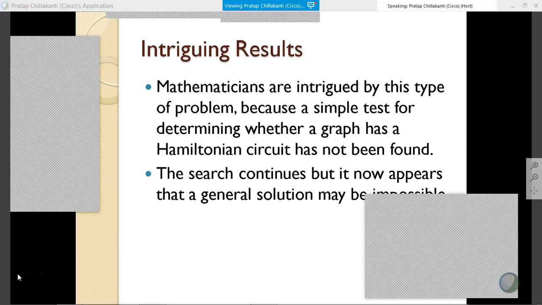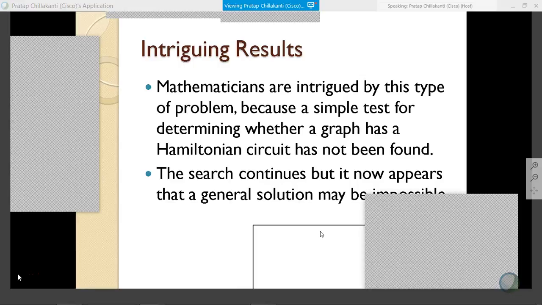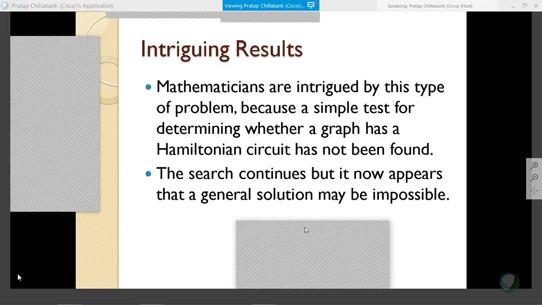Now, why is it interesting, right? There are a lot of things, especially from a math viewpoint, it's a very intriguing problem, okay? So far, there is no simple test that has been determined or found whether a graph has a Hamiltonian circuit or not, okay? Very interesting, right? We know the definition. But sometimes it's kind of hard to prove whether the path exists or not. Yeah, for small graphs, yeah, we can visually see that we can try out the combinations. Okay? There is no general solution, okay, to find that.